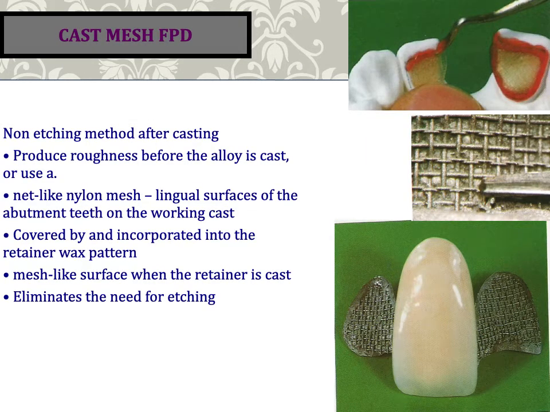The next is the cast mesh fixed partial denture. This particular type of resin bonded bridge utilizes a non-etching method after casting. That is, they produce roughness before the alloy is cast, or utilize a net-like nylon mesh on the lingual surfaces of the abutment teeth on the working cast. This is covered by and incorporated into the retainer wax pattern, producing a mesh-like surface when the retainer is cast. This eliminates the need for etching.